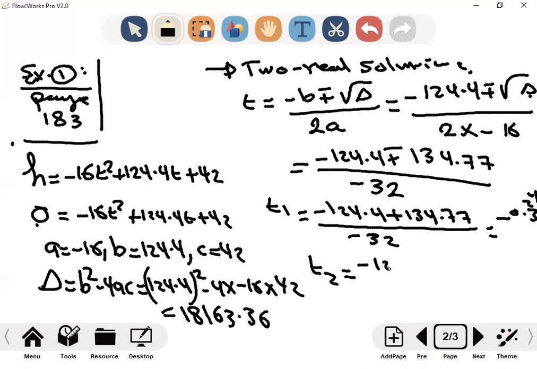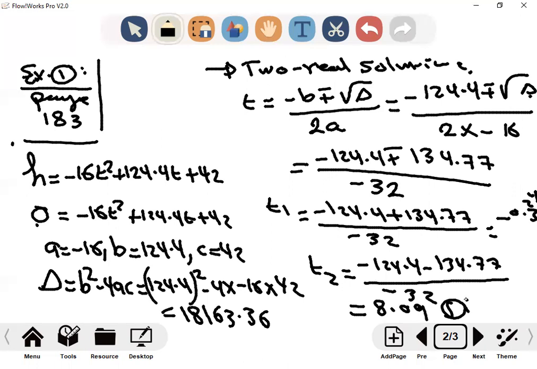So negative 124.4 minus 134.77 divided by negative 32. What's the answer? Positive or negative? Positive, 8.09 seconds. And here also seconds. So we have two values of t. Focus on the board, please. T1 is negative 0.324, right? And t2 is 8.09.